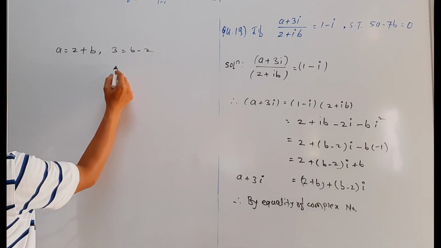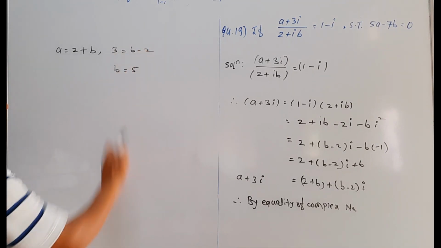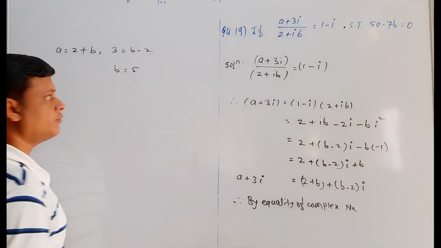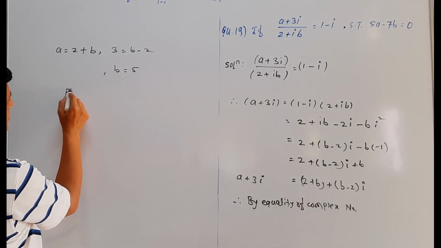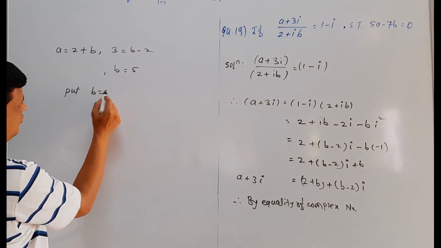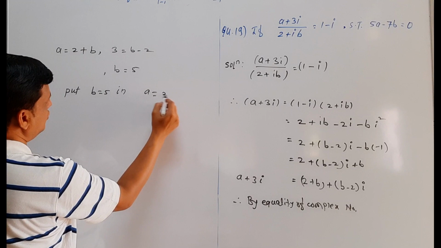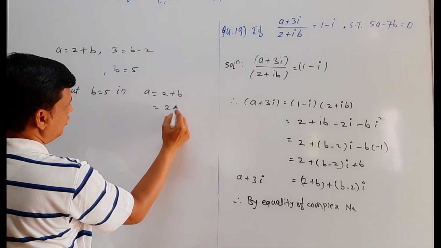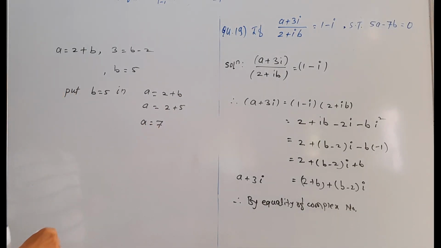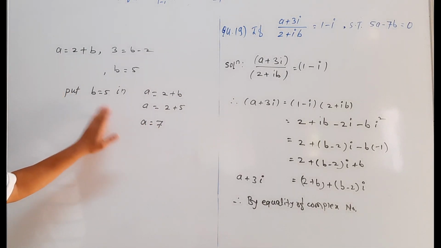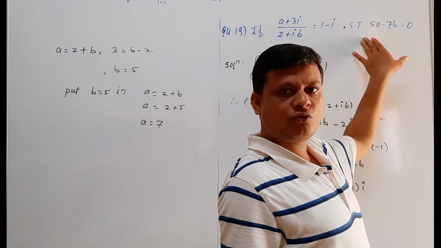So from this we get b = 5. When we transfer this minus 2 to the left hand side, we get 3 + 2 = 5. So we write b = 5. Substitute, or put b = 5 in this equation a = 2 + b. So we get 2 + 5, that means a = 7. Now we have the values of a and b. So we show 5a - 7b = 0.